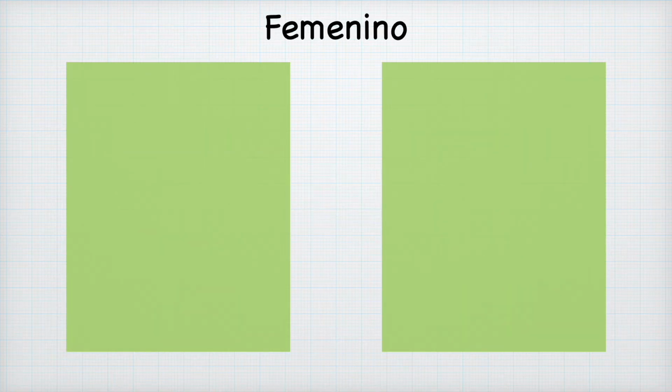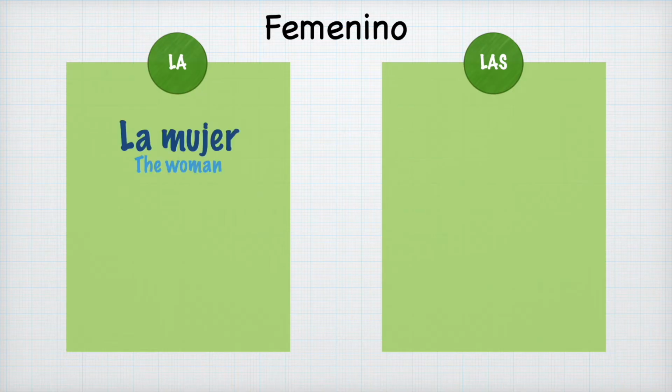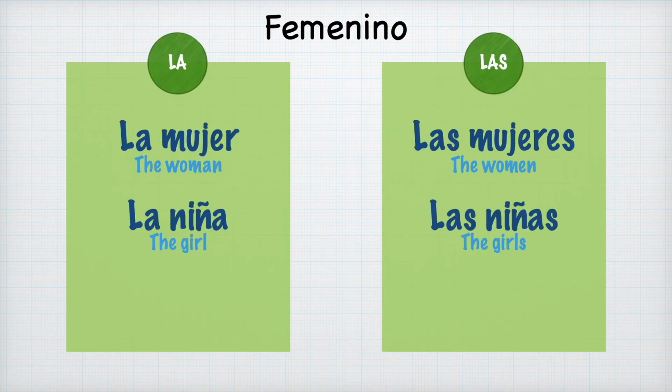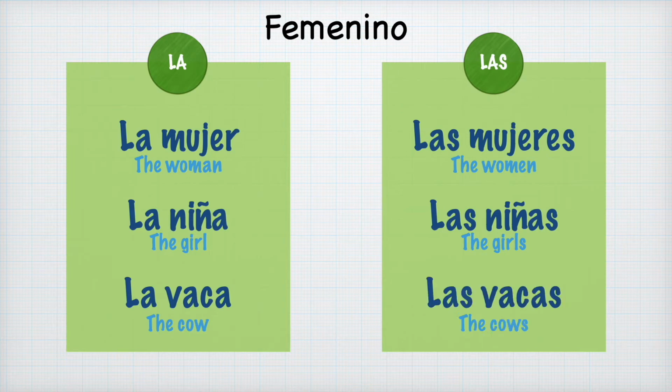Now let's look at examples of the feminine definite article. Femenino means feminine. We have la in singular and las in plural. La mujer, las mujeres, the woman and the women. La niña, las niñas, the girl and the girls. La vaca, las vacas, the cow and the cows.